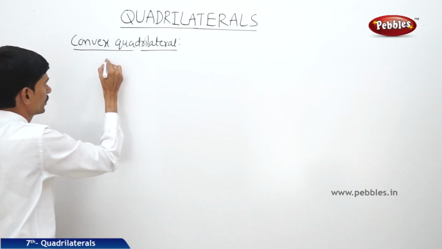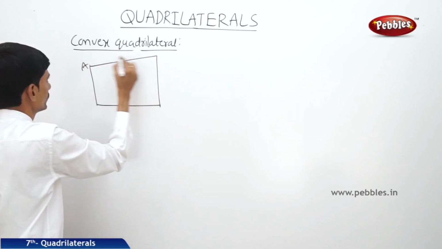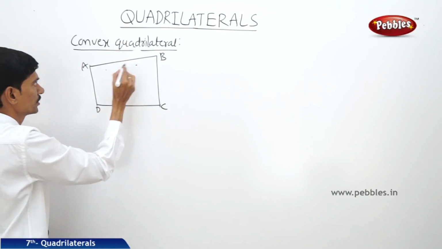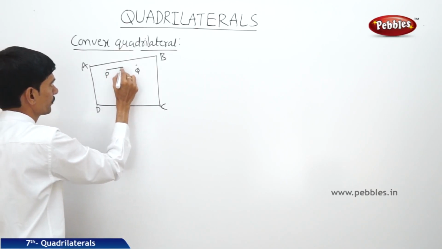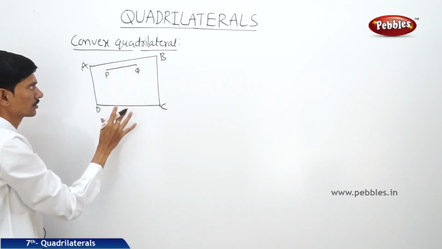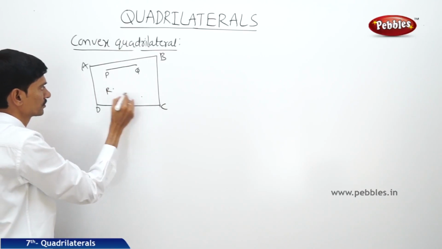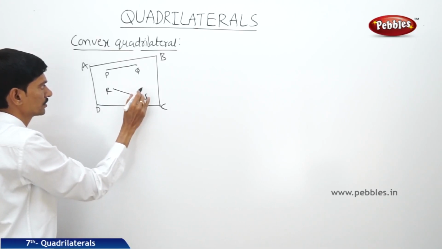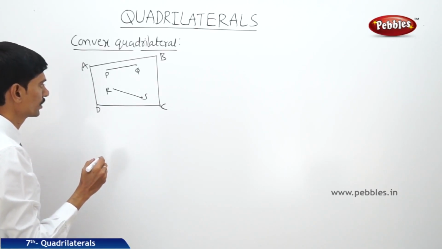Now if you take any quadrilateral ABCD, and you take any 2 points in the interior, like P and Q, and the line segment joining the 2 interior points also lies in the quadrilateral, then the quadrilateral is said to be convex. If you take any 2 other interior points R and S, then the whole line segment joining them also lies in the interior of the quadrilateral. Such a quadrilateral is called a convex quadrilateral.